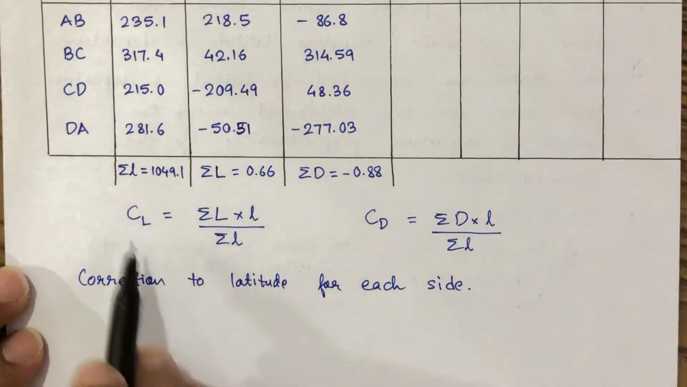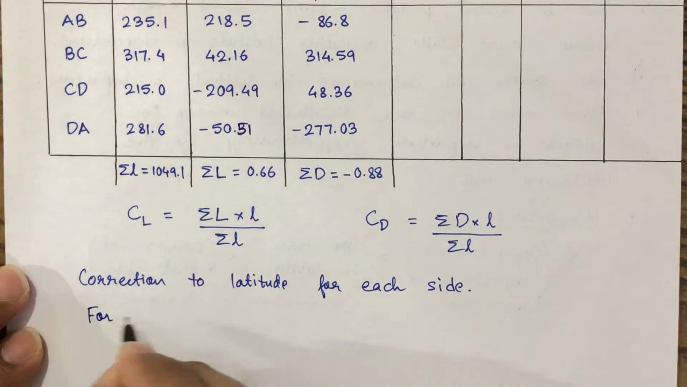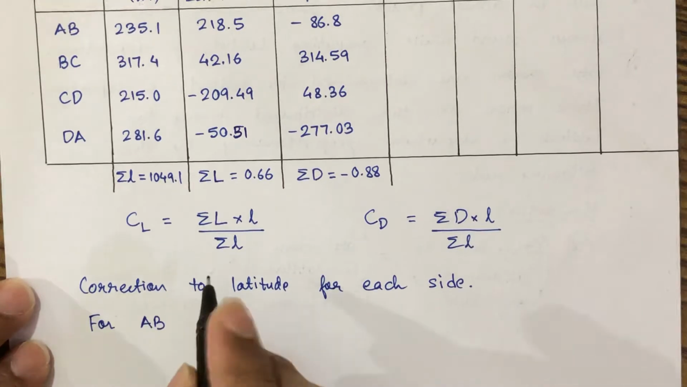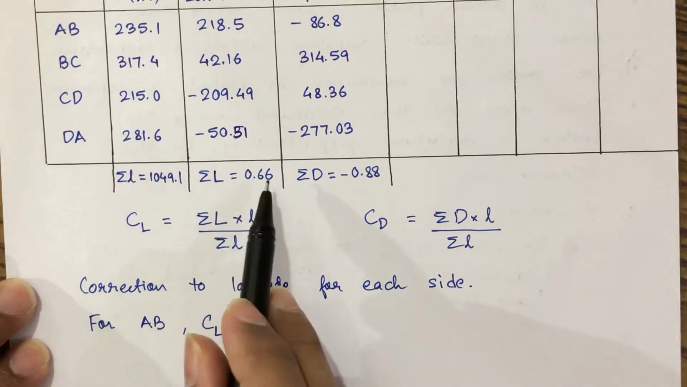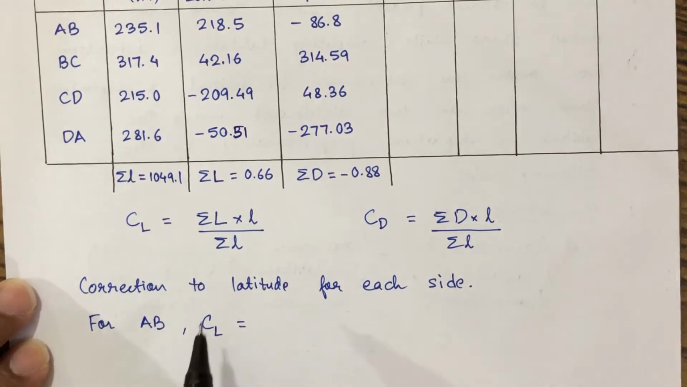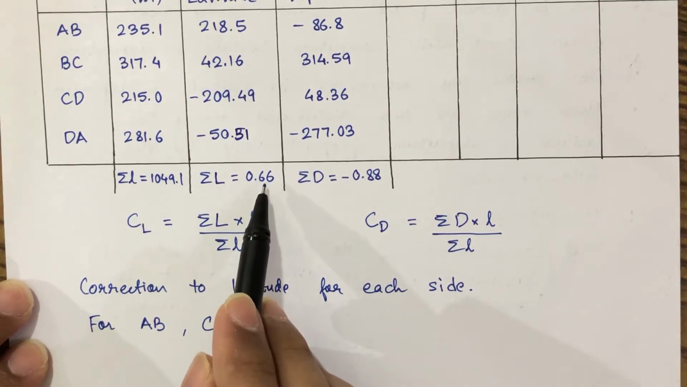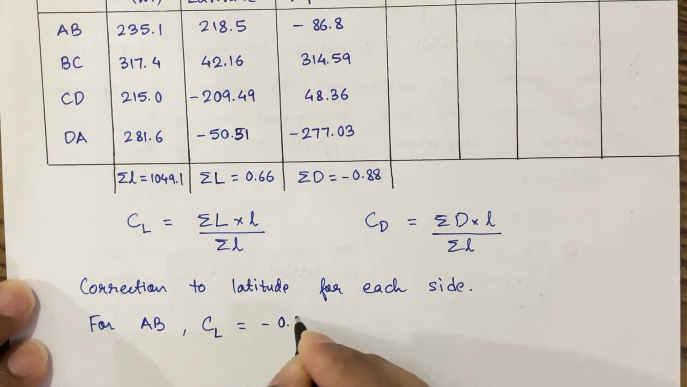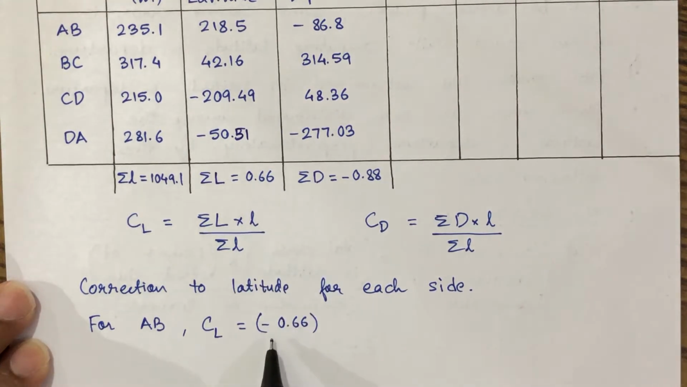Now we know the formula. This is the correction for latitude. So we'll do for each side, first for side AB. For side AB, the correction to latitude is given as summation L, that is this 0.66. One thing you have to keep in mind here: if the error is plus 0.66, the correction will be negative. So here you will have to substitute minus 0.66. If the error is plus, the correction will be minus.